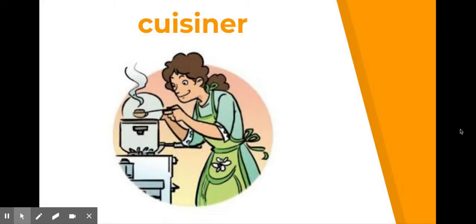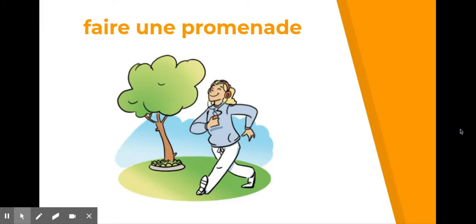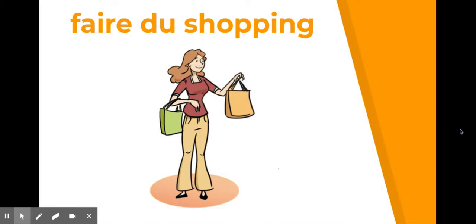Good, to play chess. En anglais, cuisiner, c'est comme cocinar en espagnol. Cuisiner, to cook. Bien. Alors, faire une sieste. Yeah, I'm taking a siesta, a nap. Très bien. Faire une promenade. This one's to go for a walk. Faire du shopping. Just what it sounds like, to go shopping. Bien, let's do those ones again.